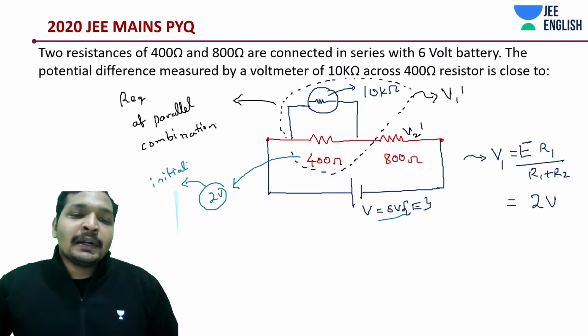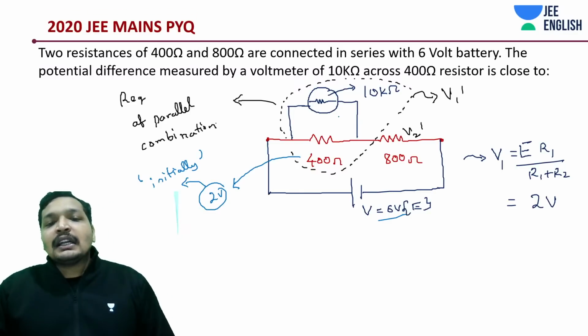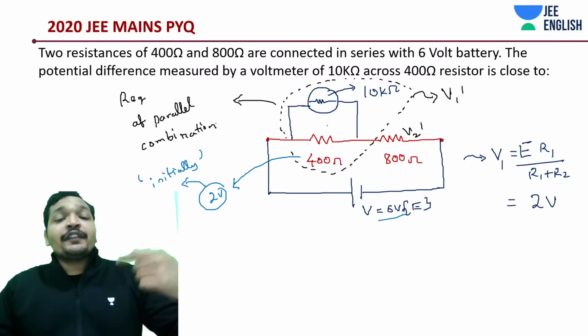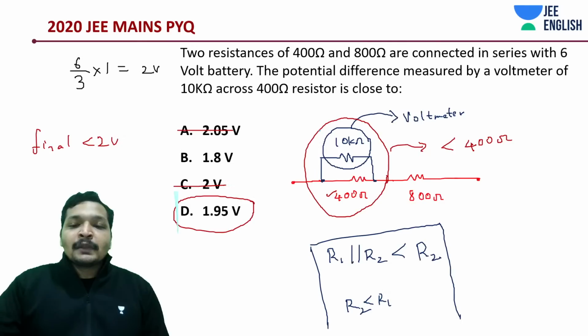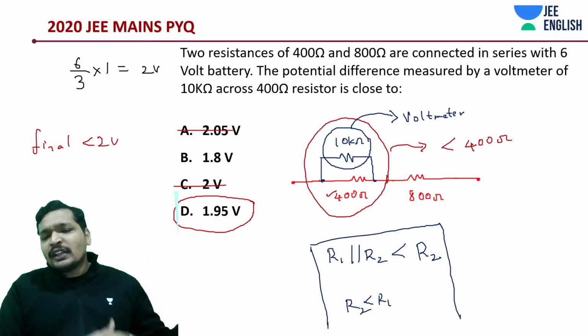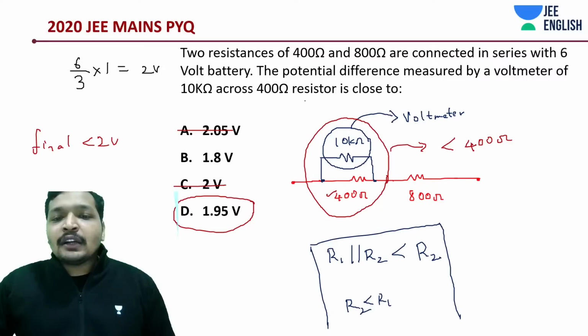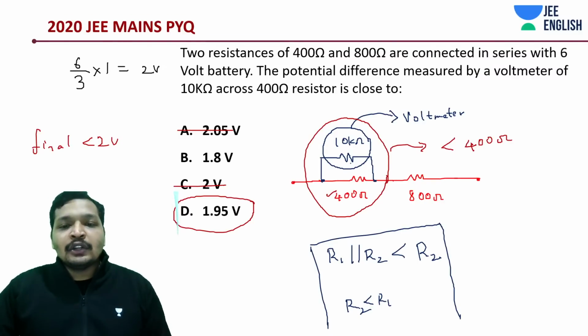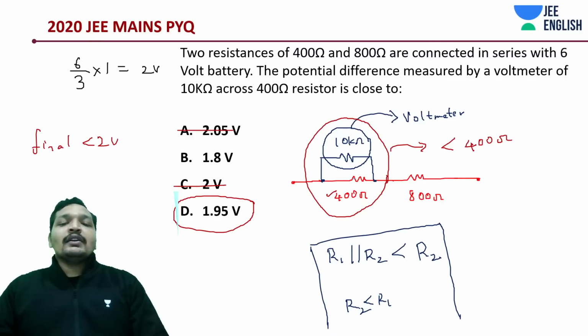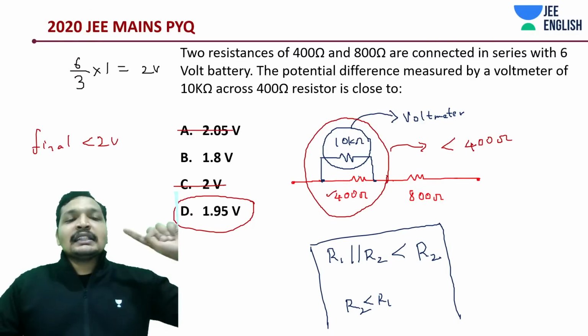I'll come to the calculation part, of course. Then what happened was, we said that now this voltmeter is connected in parallel. It's no more 2 volts. It's basically the parallel combination of 10 kilo ohms and 400 ohms. And I taught you something in the current electricity chapter, just to remember this. If there are two resistors in parallel, let's say 400 ohms and 10 kilo ohms in this case, your value will always be less than 400 ohms. It's going to be lesser than the least value.